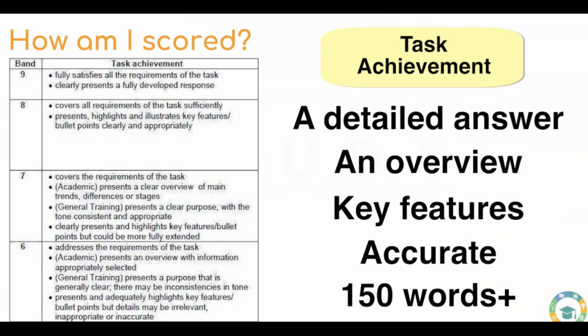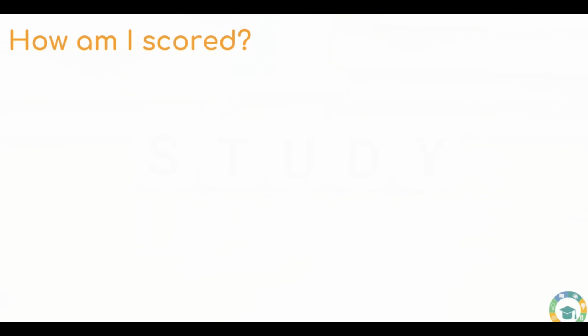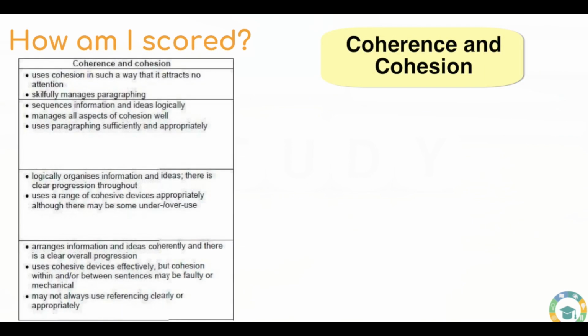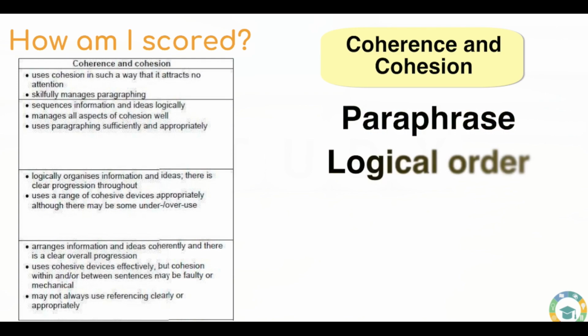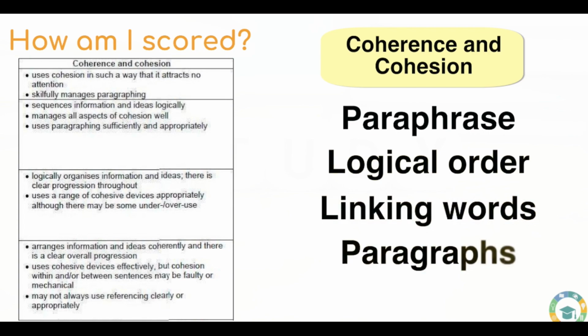Now we'll move on to the next section of the band descriptors. To score high in coherence and cohesion, you must follow these steps. You must be able to paraphrase effectively, and we'll be looking at this skill a lot more later in the course. You should be able to respond with a logical order, and again, we'll be looking at how you can order your answer for best marks. You need to use linking words to connect your sentences and paragraphs together. And you need to write in paragraphs, and again, I'll show you how you can order and write in a certain structure to score the best marks.